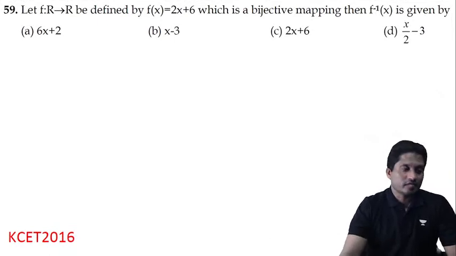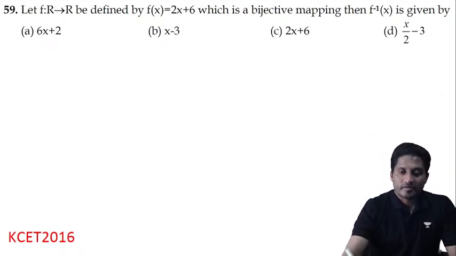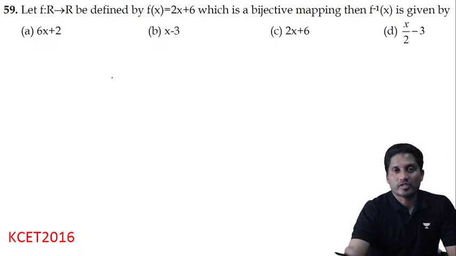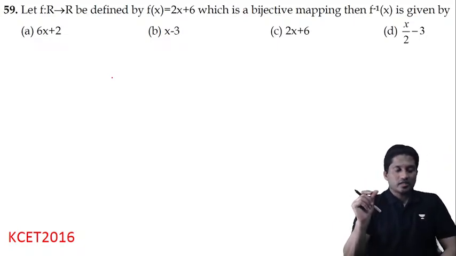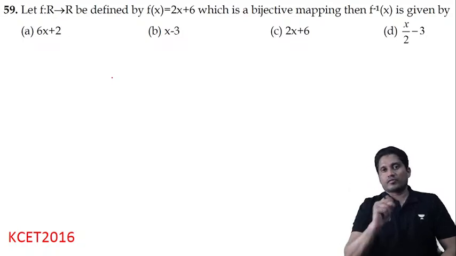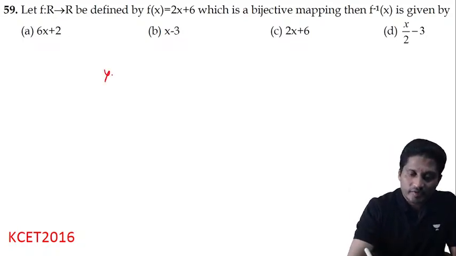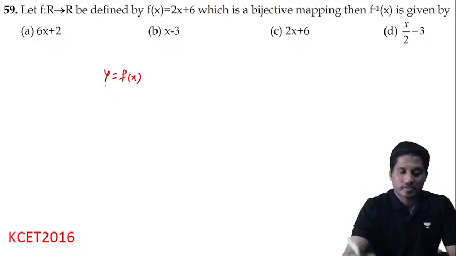If f is a function from R to R defined by f of x is equal to 2x plus 6, what is bijective? Then what is f inverse? The function inverse will exist only if it is both 1 to 1 and onto. So you take y a function of x. I'll simplify and write x a function of y. That itself is the inverse.